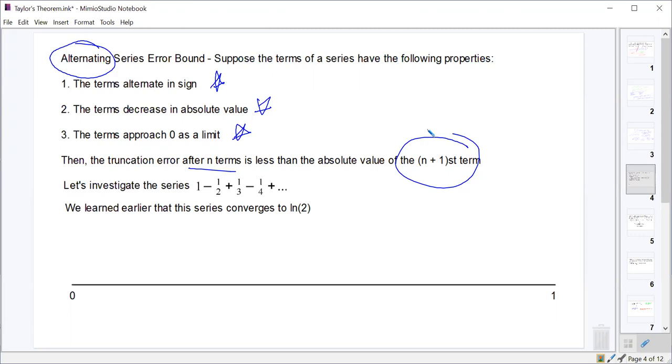And we're just going to look at this series, 1 minus a half plus a third minus a fourth, that we know converges to natural log of 2. How do we know that converges to natural log of 2? What is the series for, and you should have this in that series you should know paper, what is the series for the natural log of 1 plus x?